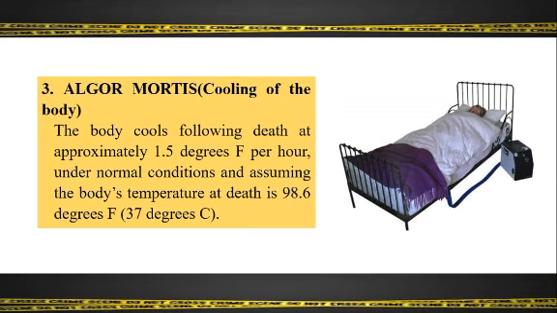Next, algor mortis, cooling of the body. The body cools following death at approximately 1.5 degrees Fahrenheit per hour, under normal conditions and assuming the body's temperature at death is 98.6 degrees Fahrenheit or equivalent to 37 degrees Celsius. Algor mortis is the second stage of death. It is the change in body temperature post-mortem until it matches the ambient temperature. The cooler body acclimates to the warmer environment.